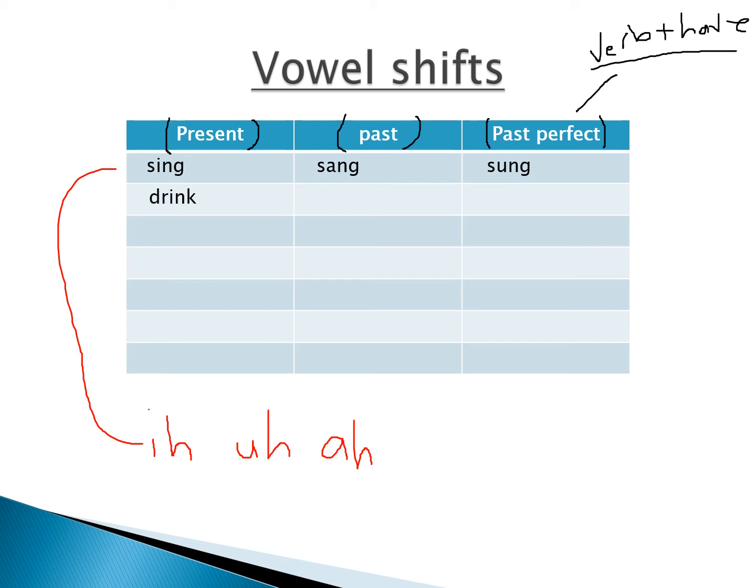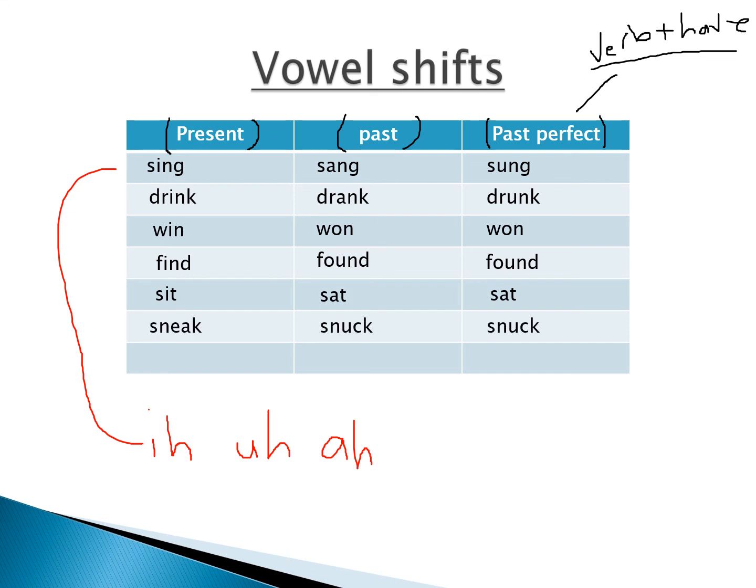Anyway, guys, let's get back to the chart again. Drink in present tense becomes drank in past, but in past perfect it becomes drunk. I had drunk. Now, win in present tense is the same for past and past perfect: won. Find is also the same, becoming found in both. Sit in present tense becomes sat in past and sat in past perfect. Sneak also becomes snuck in past and past perfect. Now, let's look at run. This is very weird, guys. In present tense it's run. Past, it's ran. I ran. Now, past perfect goes back to run. He had run. That's pretty weird, eh?